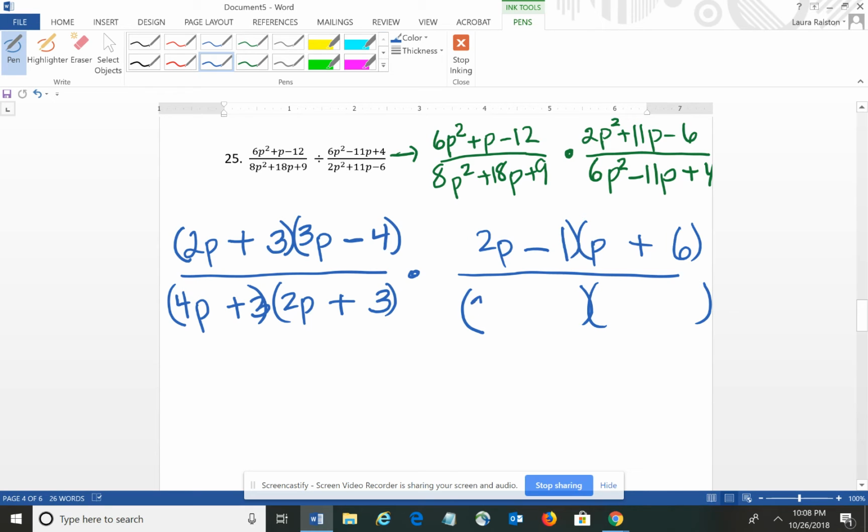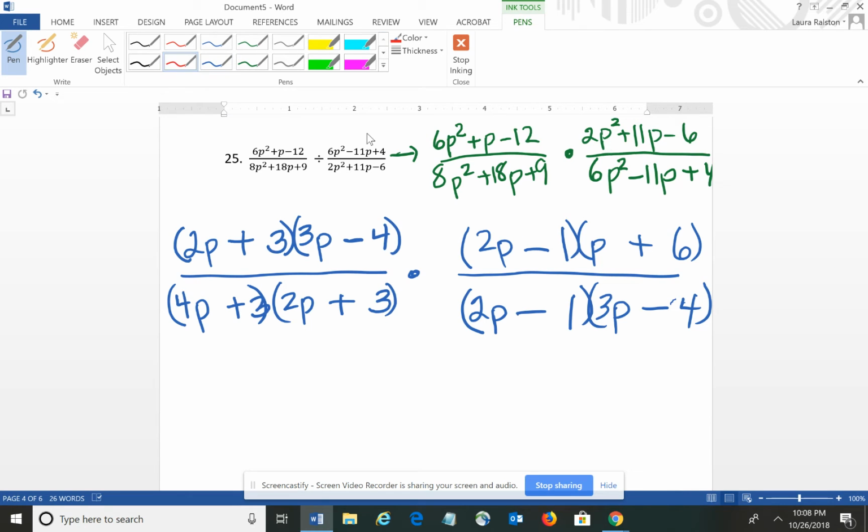Let's try 2p and 3p, and I want to add to get 11. So, 4 and 6 does not add to 11. 8 and 1 do. Okay, so there we go. Took me a minute to factor them. Trial and error sometimes takes a little bit of time.